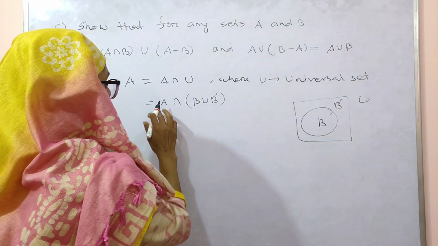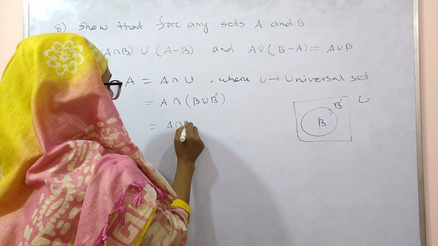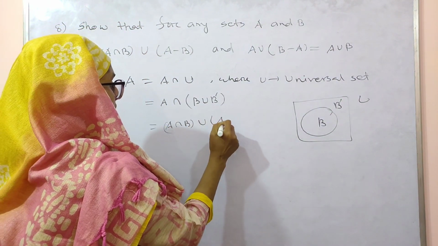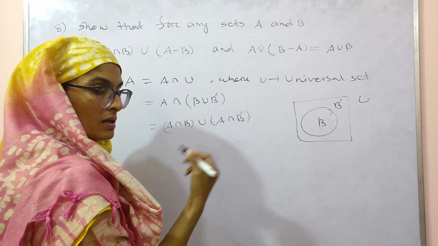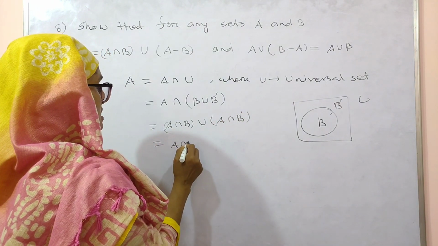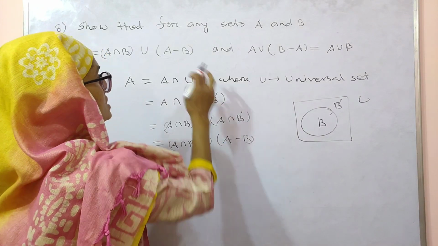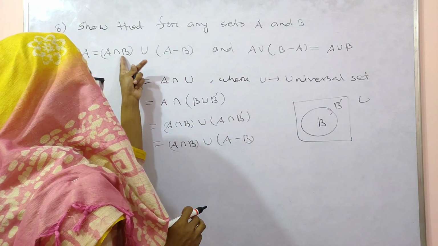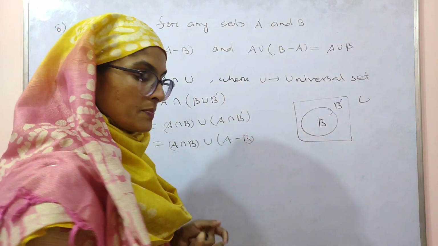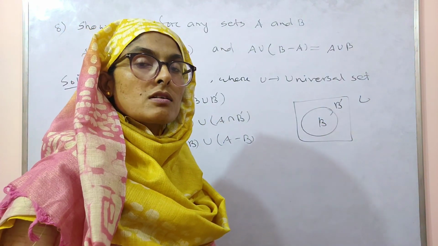So write down, now by the distributive law, (A intersection B) union (A intersection B complement), or you can write (A intersection B) union (A difference B). This is the proof. According to the question, you have to write your answer.